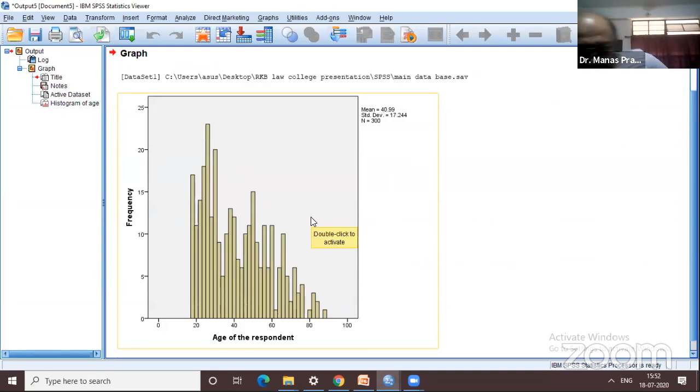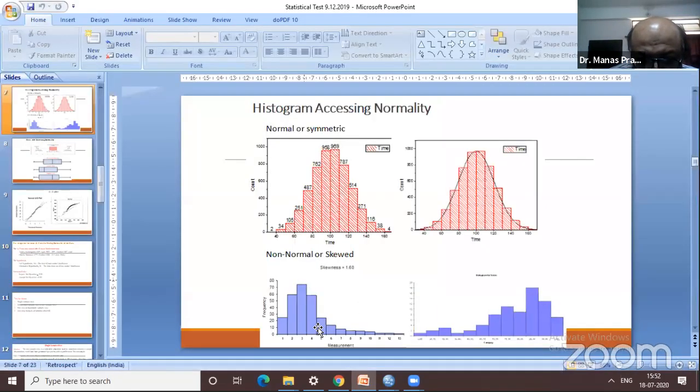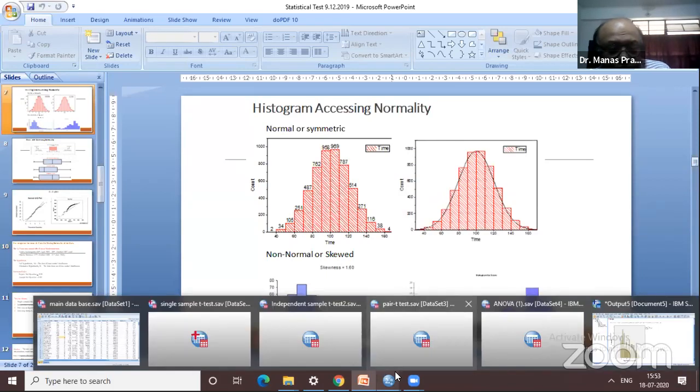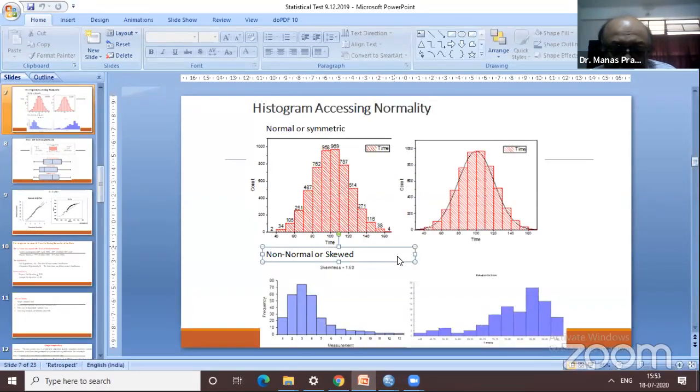See, is it symmetrical? No. Okay, so this is the histogram. It is not a symmetrical graph. So it is like this. I think that my age data is not normally distributed. Okay, I think you understand this. So with the help of a histogram, we can very easily study whether my data follows a normal distribution or not. This is the first plot, the histogram.